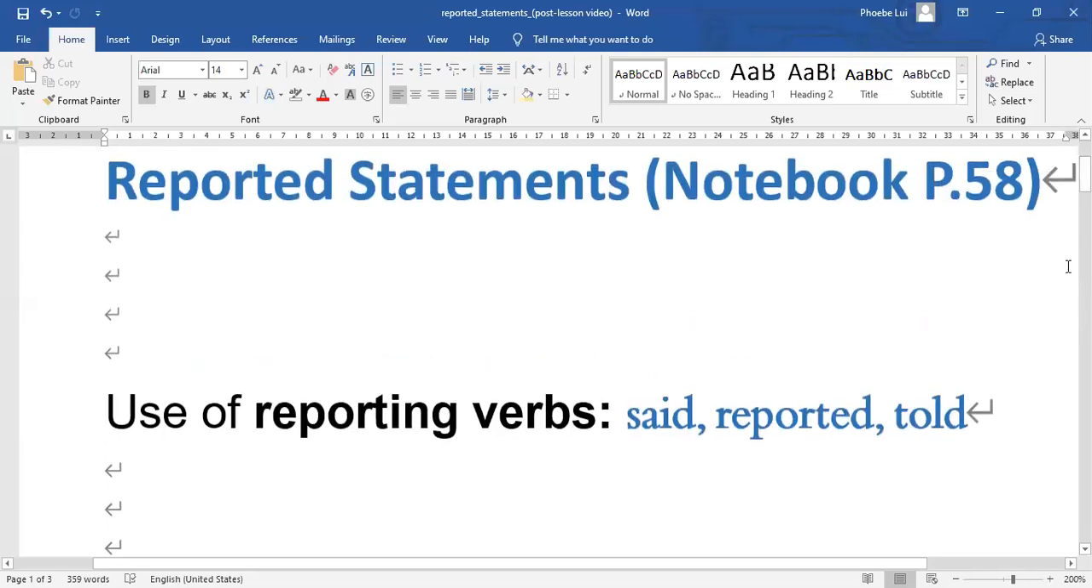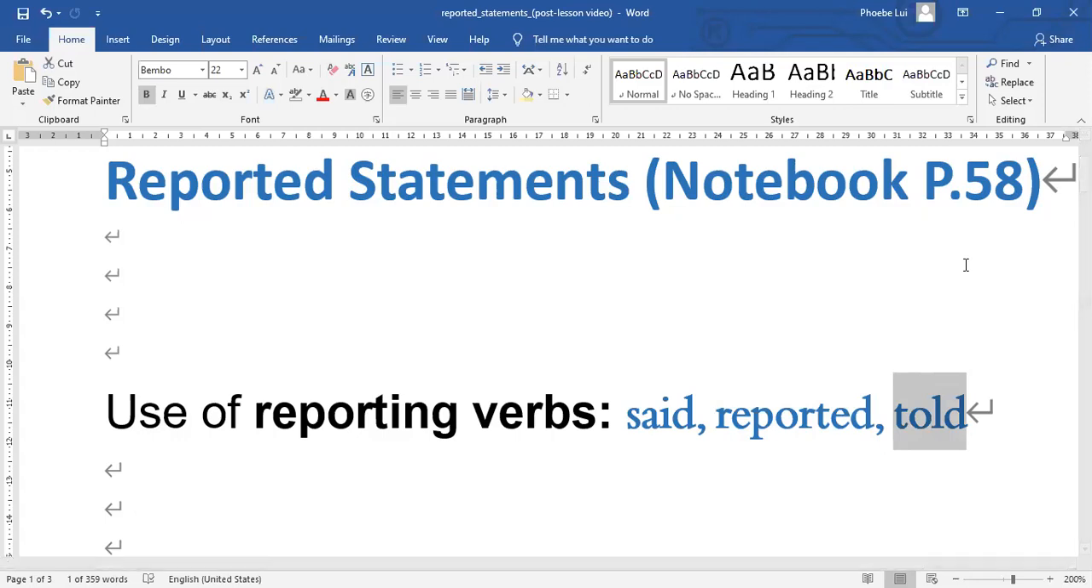First, I'd like to highlight the use of reporting verbs. If you just report what people said before, you can use said or reported if this is a formal situation. If you use told, there should be an object, like I told my teacher that, or I told them that, etc. Then let's look at the tables below.